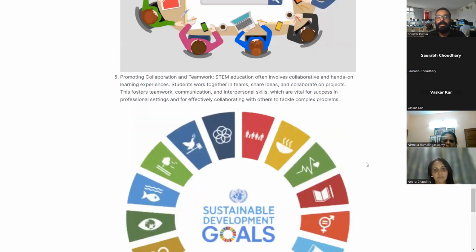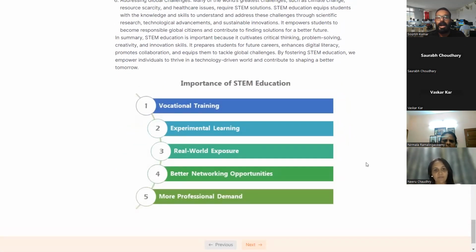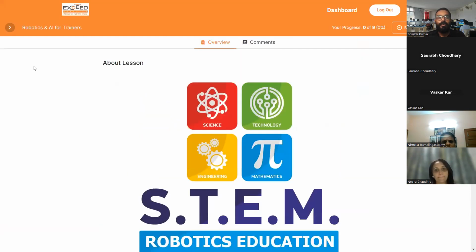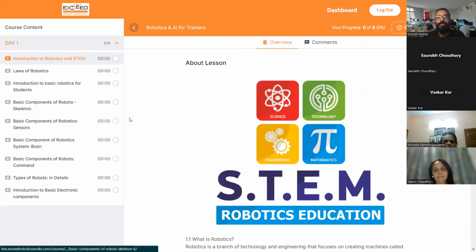So this is all about STEM education, and as you already know, its importance. It will provide vocational training, experiential learning, real-world exposure, better networking opportunities, and more professional demand. So these are the demands of tomorrow. You must equip yourself to help your students learn those things in your classroom program. Then only can you sustain that tag.